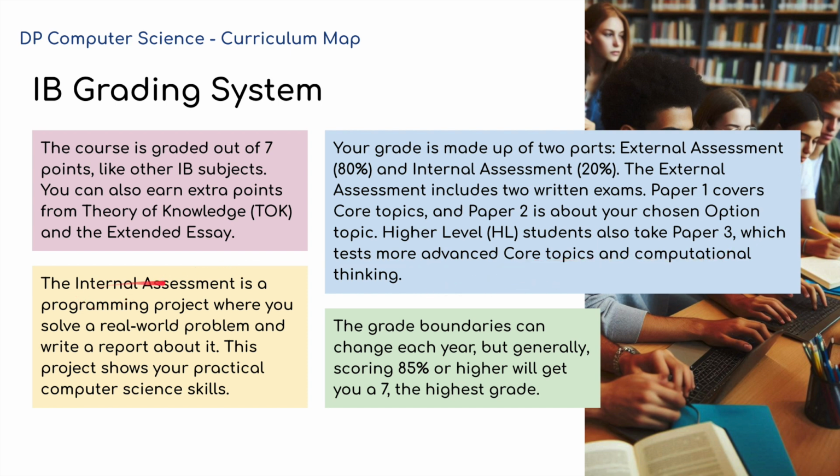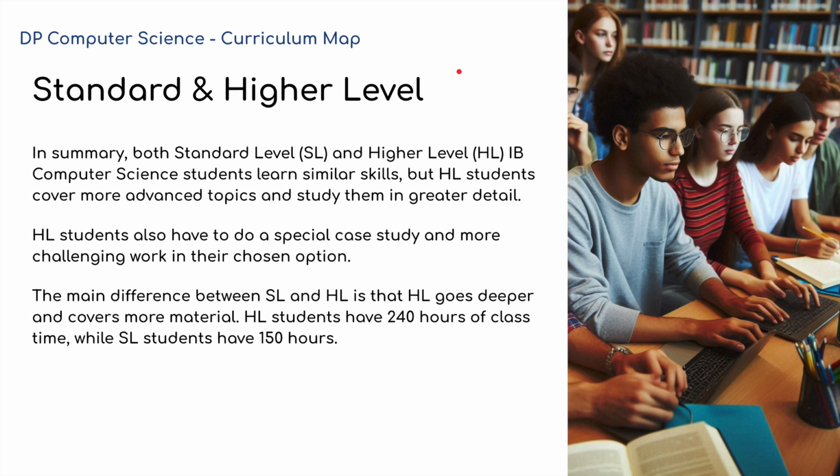The internal assessment, the IA, is a programming project where you solve a real-world problem and write a report about it. This project shows your practical computer science skills. The grade boundaries can change each year, but generally scoring 85% or higher will get you a level 7, the highest grade. So, what is the difference then?